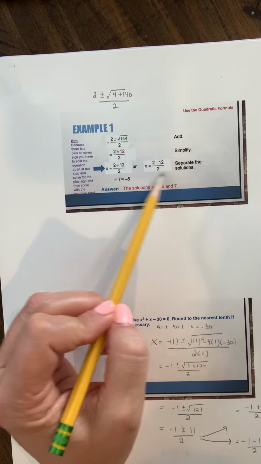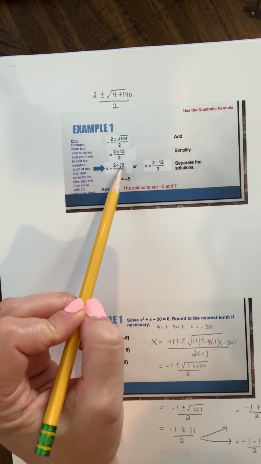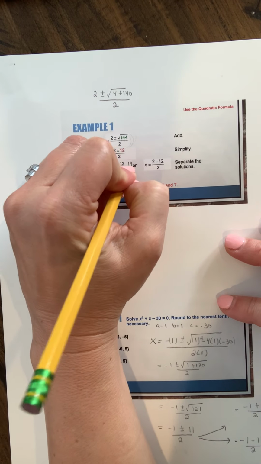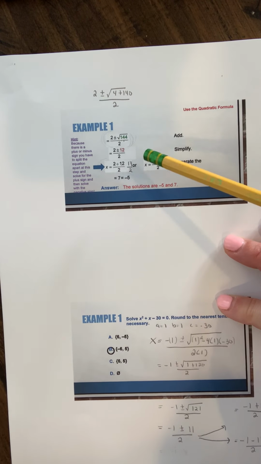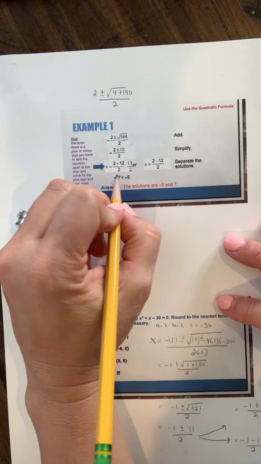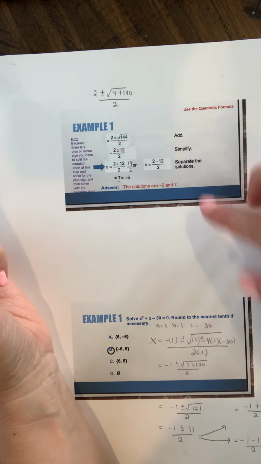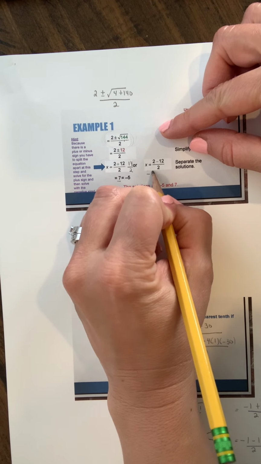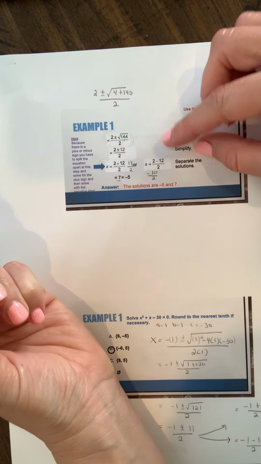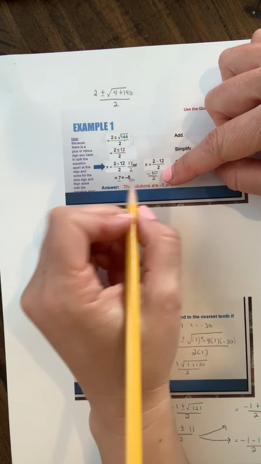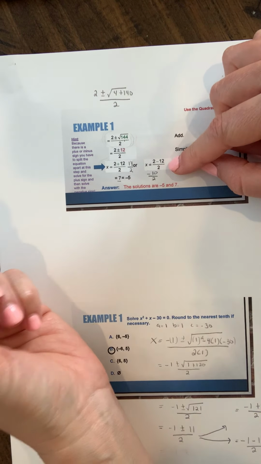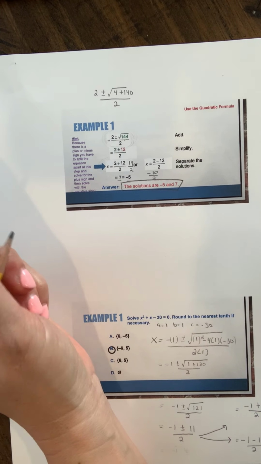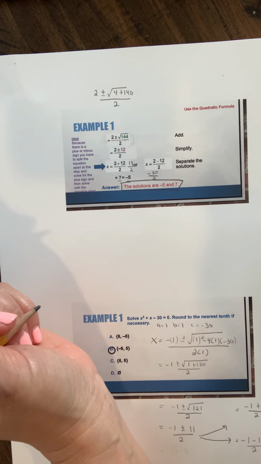Now this is usually mental math. 2 plus 12 is 14. So I have 14 over 2 here. 14 divided by 2 is 7. And then 2 minus 12 over here is actually a -10. So over here I have a -10 over 2, which is -5. And those are my two answers. That's how I solve using the quadratic formula.